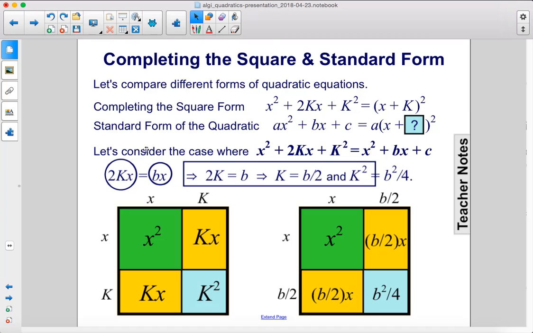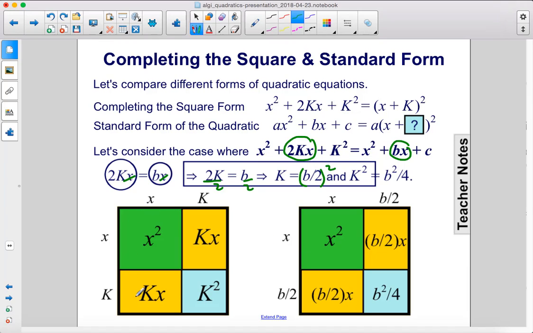Let's consider the case where x squared plus 2kx plus k squared, like here, equals x squared plus bx plus c, like here. So we have 2kx here equal to bx. So the middle terms are equal. Therefore, 2k equals b, because we can cancel out the x's. Then k equals b over 2, because we divide both sides by 2. So k squared equals b squared over 4, because we square that.